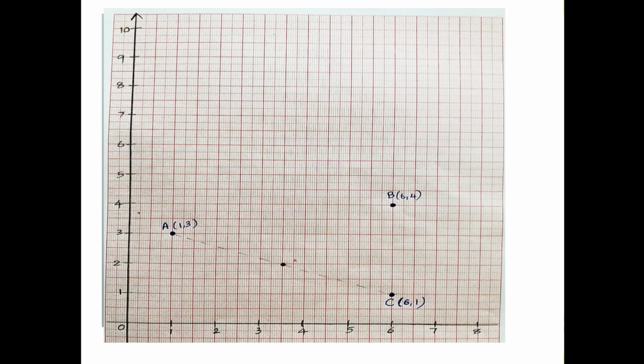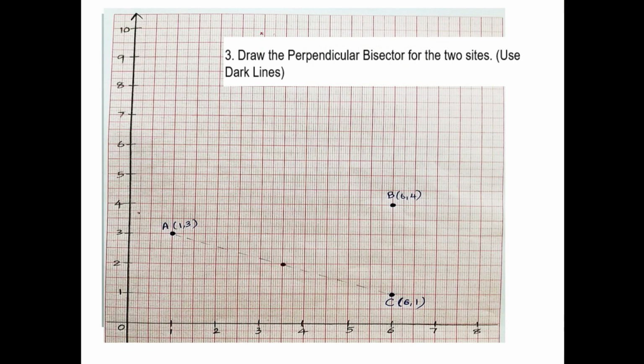This is what I have done, and I have marked the midpoint here. The x coordinates are 1 and 6. So 1 plus 6 is 7, and 7 divided by 2 is 3.5. Now looking at the y coordinates, you have 3 and 1. So 3 plus 1 is 4, and 4 divided by 2 is 2. So this is the midpoint that is marked here. Step 3: draw the perpendicular bisector for the 2 sides using the dark lines. For these 2 sides, I have the dotted line connecting them.